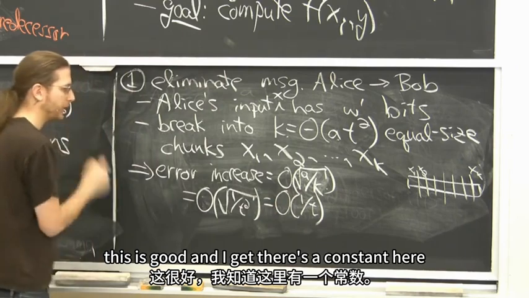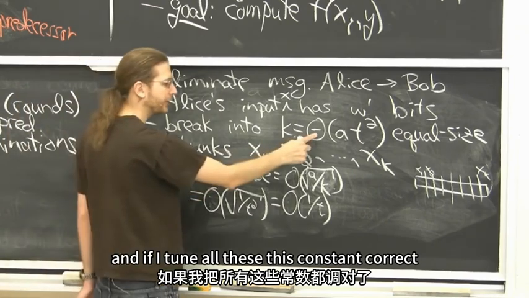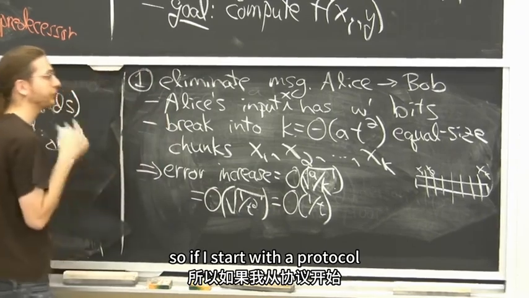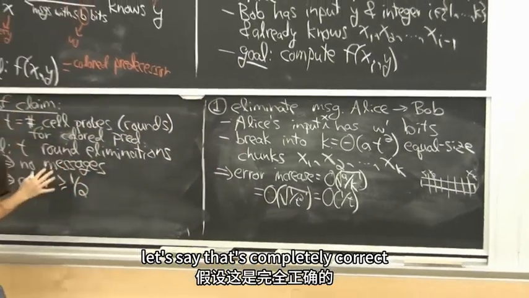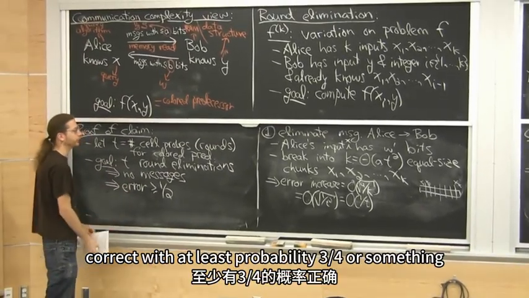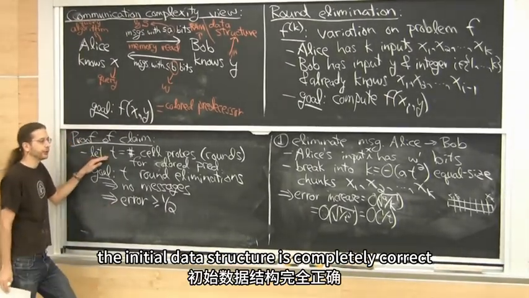Okay, this is good. And there's a constant here. And if I tune this constant correctly, I can make this constant less than a third. And so if I start with a protocol that's completely correct, you don't have to, you can start with one that's correct with at least probability 3/4 or something. But let's just say, for simplicity, the initial data structure is completely correct.